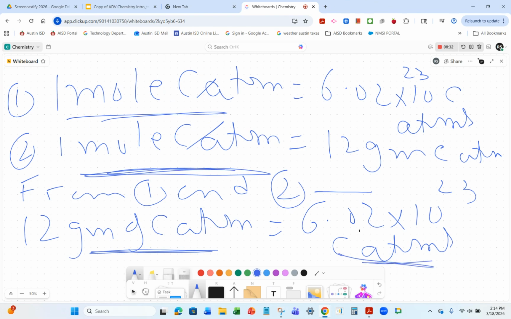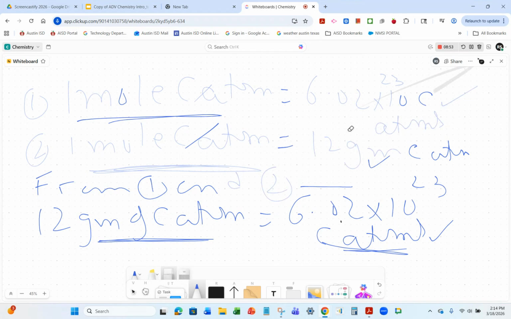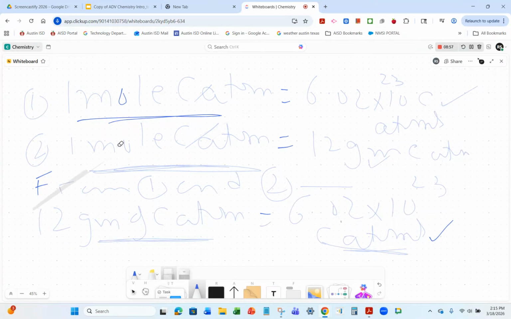So we have a total of 3 known pieces of information: 1 in terms of number, 2 in terms of mass, 3 where I connected the mass with the number. In conclusion, we are trying to connect these 3 together in the form of a triangle.